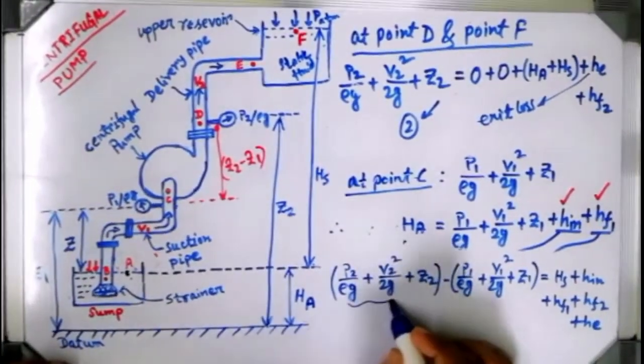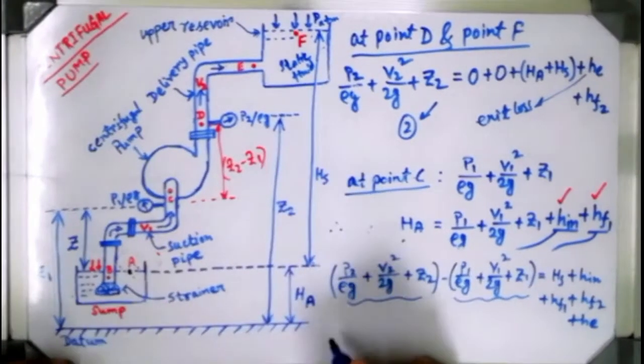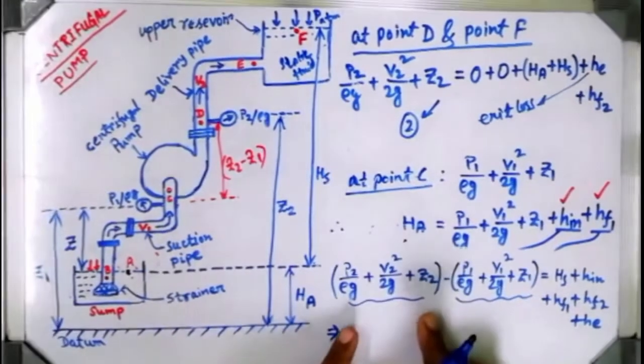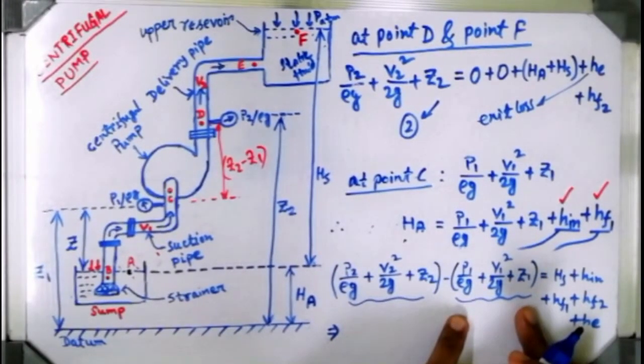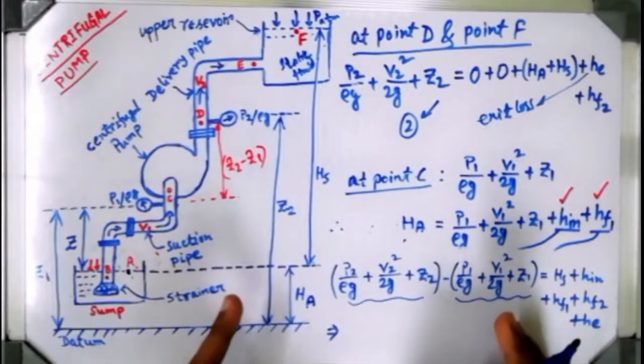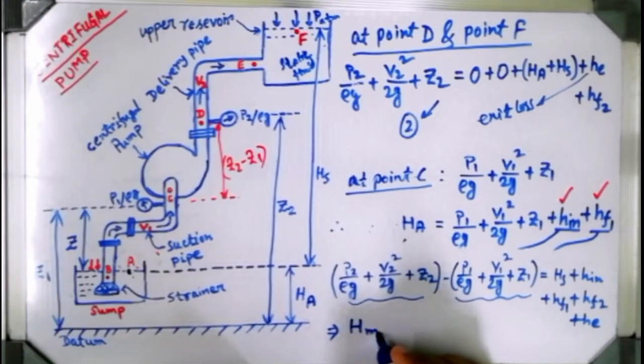These two differences, again you can see, I have already written once earlier: the total energy available at the delivery of the pump, and the total energy available at the inlet of the pump. If you take their difference, then what you get is nothing but the manometric head. We also say it is the net head.